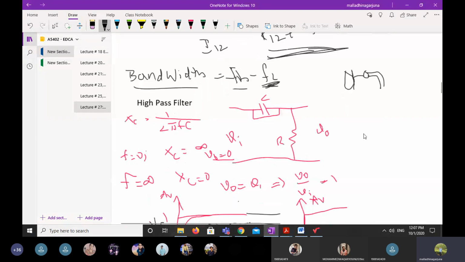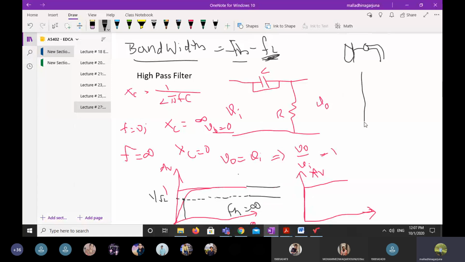I will draw one bandwidth for you. The bandwidth structure is like this. It is a combination of high pass and low pass. Up to this is the high pass filter, and this is the low pass filter that we are going to see next. The maximum gain is, let us say, 1. I'm not taking the simple basic filters. And this level is 1 by root 2.